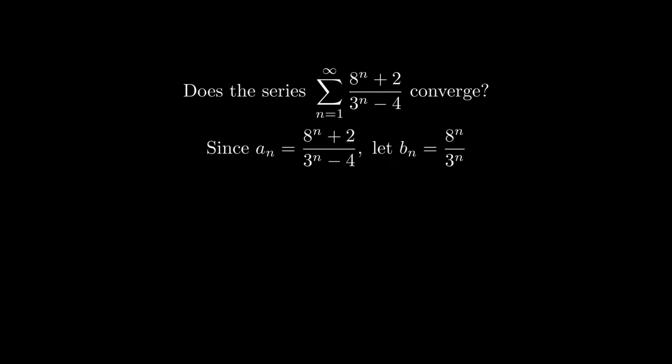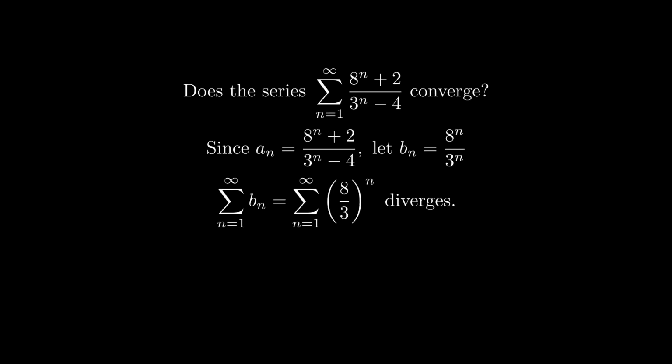And we can notice that this series for B of n must diverge because the ratio between each term is 8 over 3, which is greater than 1, so it diverges by the geometric series test. And now we can find the limit as n approaches infinity of A of n over B of n. And we can notice that it's clearly approaching 1, which is a positive finite constant.